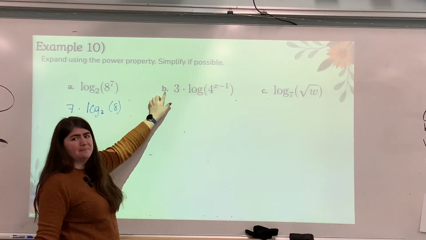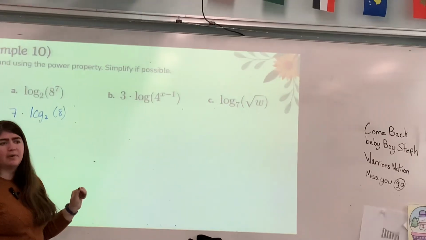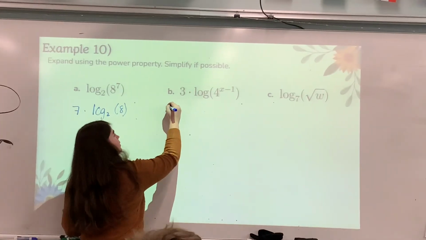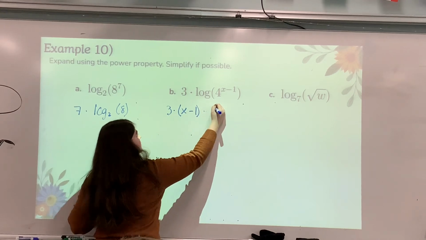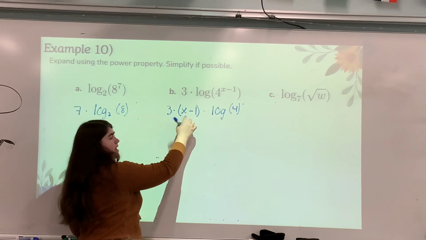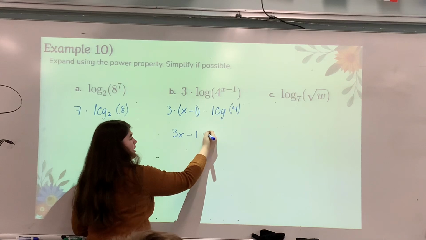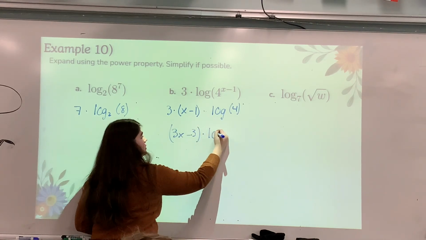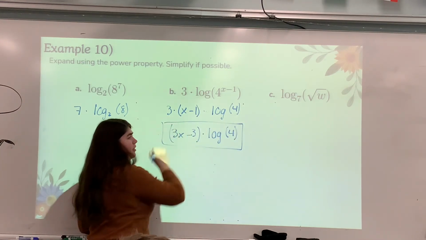So B, we have 3 times log of 4 to the power of x minus 1. What can we do with this exponent? Put it in the front. So we have 3 times x minus 1 times the log of 4. 3 times x, 3 times -1, so we have 3x minus 3 times the log of 4. And that, for right now, is as far as we are going.